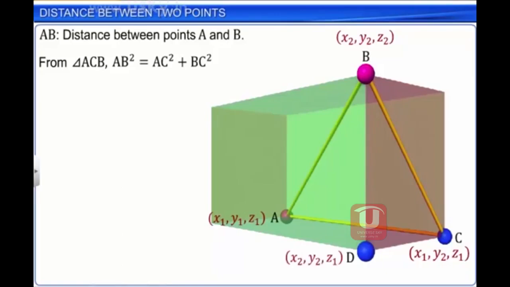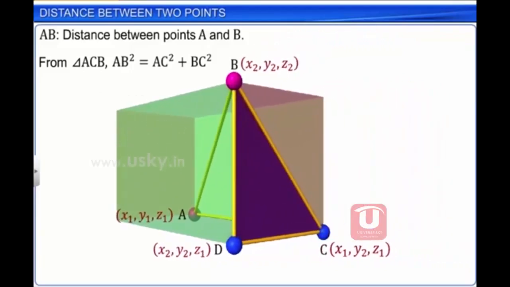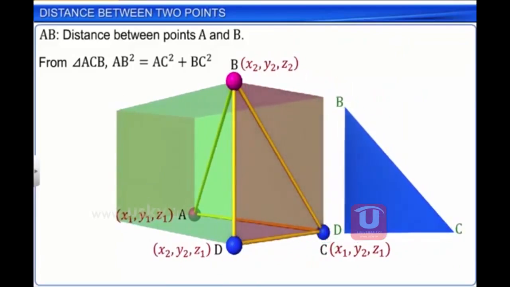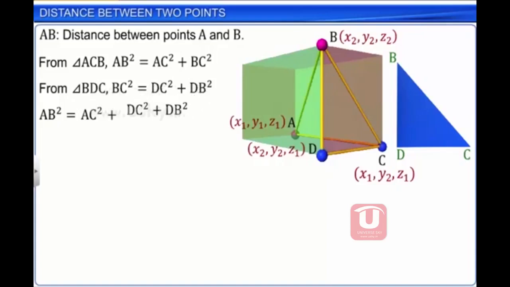Points D, B and C form a right-angled triangle with a right angle at D. Therefore, we get BC square is equal to DC square plus DB square. In triangles ACB and BDC, we have side CB as common. Therefore, we can combine the relations as shown. Next, we realize this relation with the coordinates.